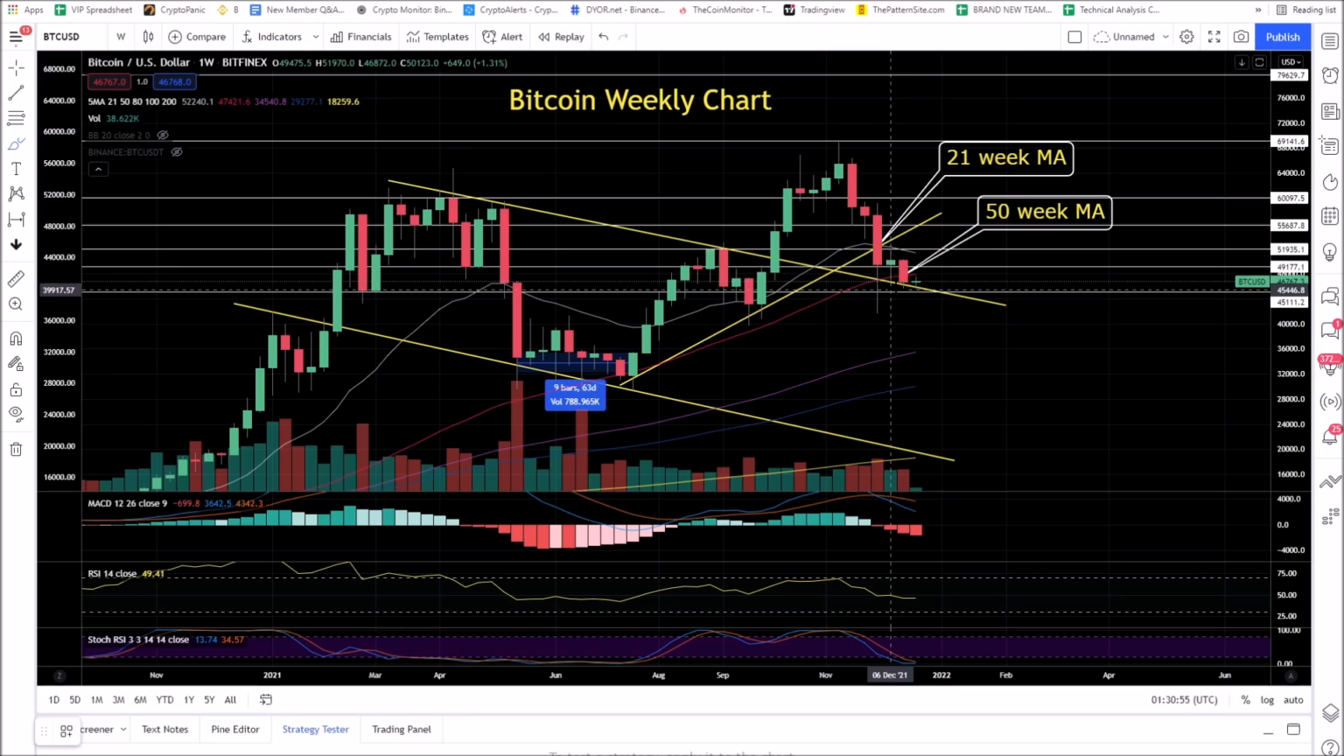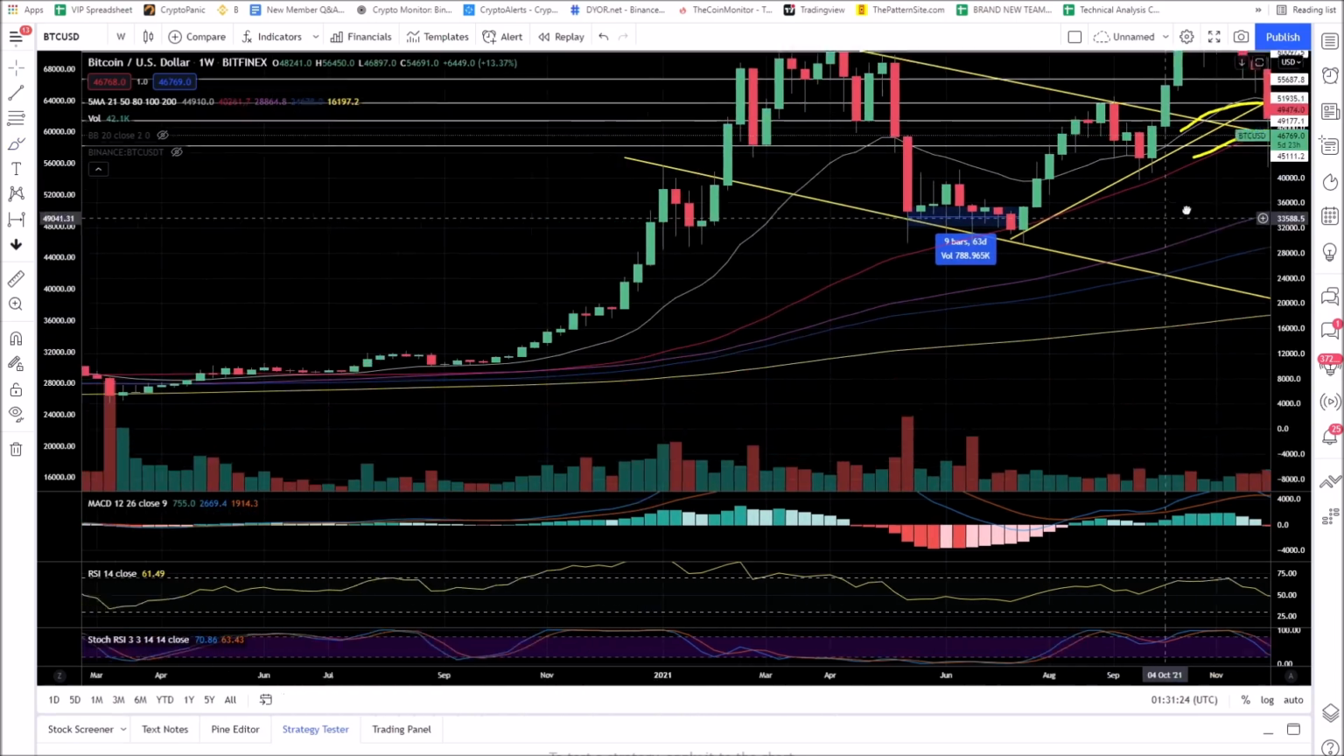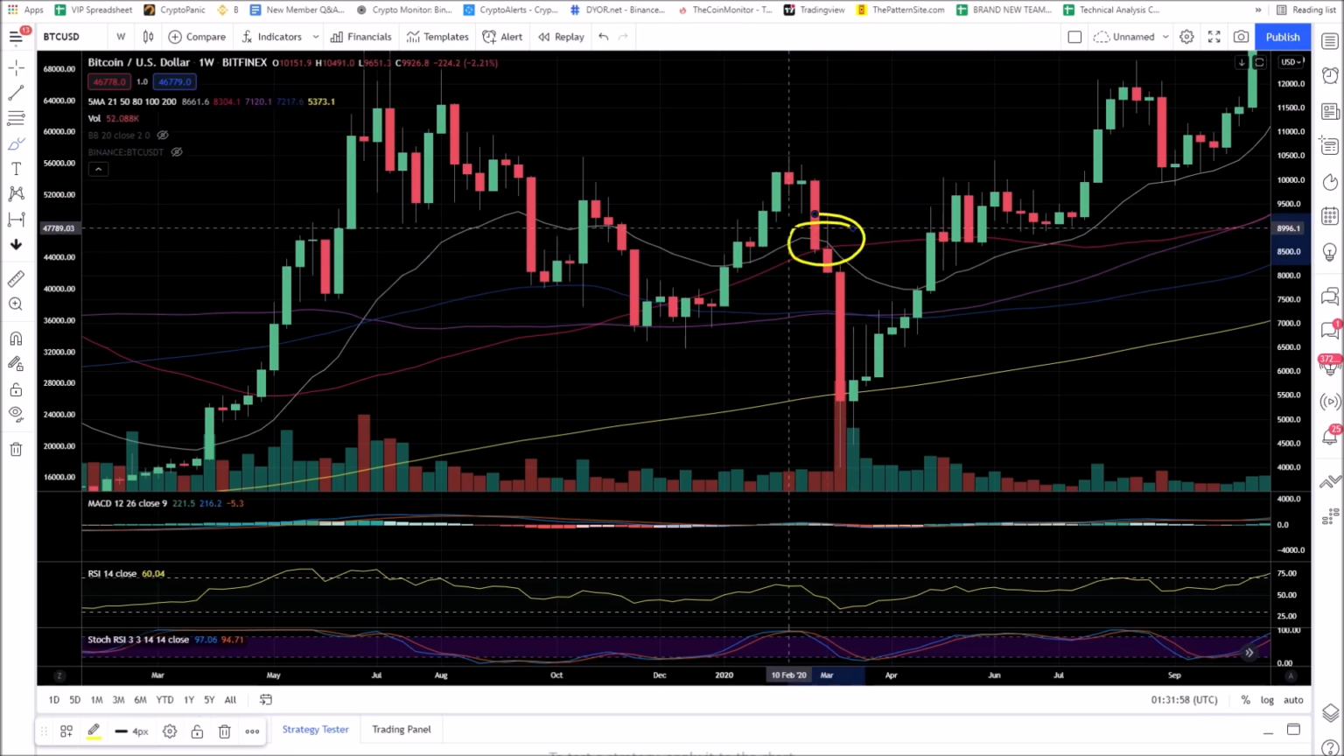So Bitcoin's lost the 50-week simple moving average. Not amazing. Bitcoin previously lost the 21 simple moving average. Not amazing. So this white 21 simple coming in here, and then you've got the red 50, right? So the 21 weekly and the 50 weekly. We haven't had a bearish cross like this. So here's the last time that the 21 crossed to the downside of the 50. So this is a bearish cross of the 21 week and the 50 week.